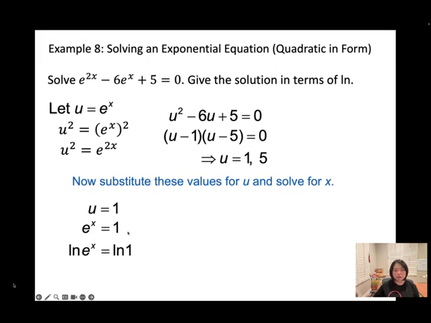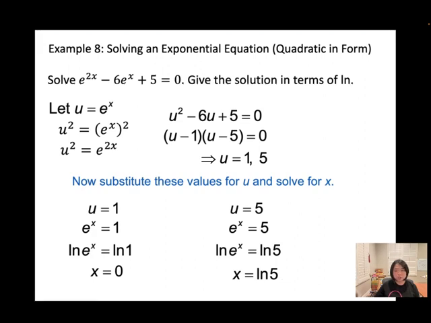And then we're going to take the ln for both sides. And then x, put it in the front, the power property. Remember what's ln e? ln e will be equal to 1. So x equals, try to use your calculator, ln 1, that will be equal to 0. Okay, now we're going to try to find u equal to 5. So e to the power of x equals 5. Take the ln for both sides. Same idea. x will be equal to ln 5 here.